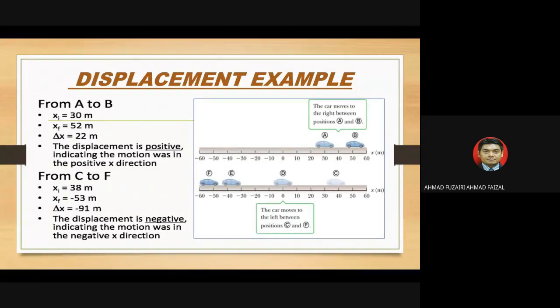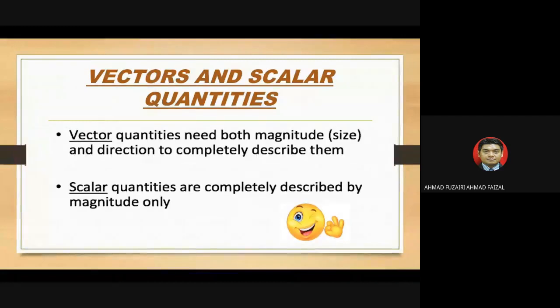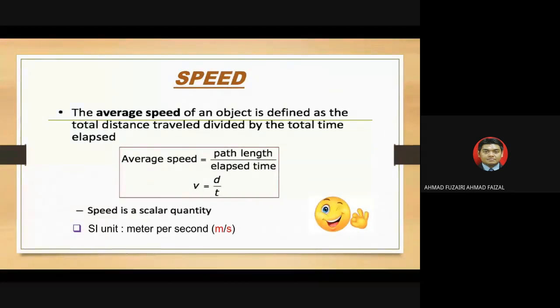Any measurement of an object can be classified into two groups of quantities. The first one is scalar quantities, which are completely described by magnitude only, for example, speed and distance. The second group is vector quantities, which need both magnitude, or size, and direction. For example, displacement, acceleration, and velocity. Speed is a scalar quantity. For example, Ahmad drives his car at a speed of 90 km per hour. The SI unit for speed is meter per second.